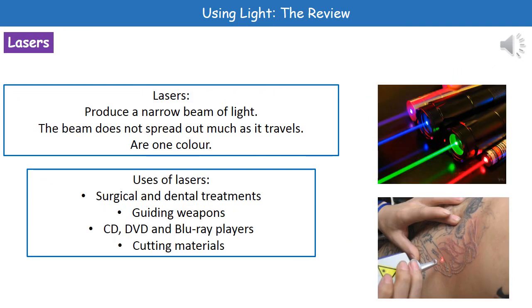One of the uses of light we have these days is in lasers. Now, lasers are slightly different to things like a torch because they produce a narrow beam of light that doesn't spread out much as it travels, and they're also made up of one colour of light. So that's why we tend to have either a red laser, a blue laser, a green laser. It's because they're only made of that one colour of light.